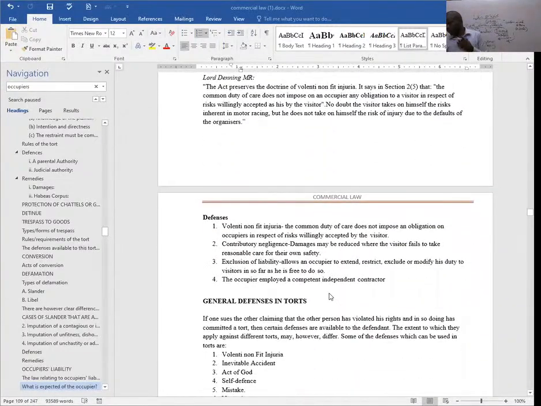So we can look at the defenses. What are the defenses under occupier's liability? Because the key thing here, as I told you, under the law of tort, is that you need to understand the tort itself. After understanding the tort itself, be able to set out or explain some of its essential characteristics, and then also understand the defenses an accused party can use in case he has been accused of such a tort.